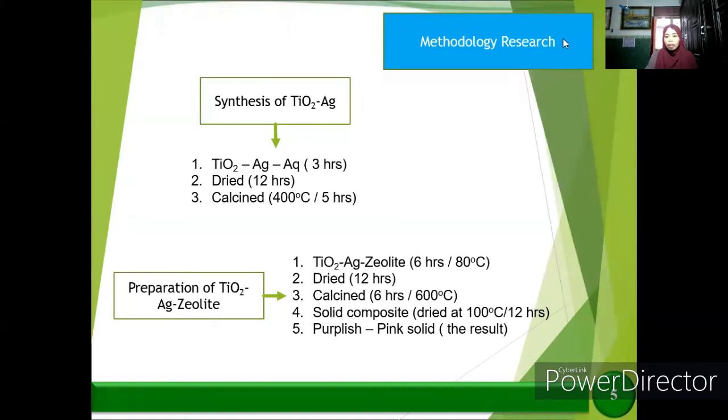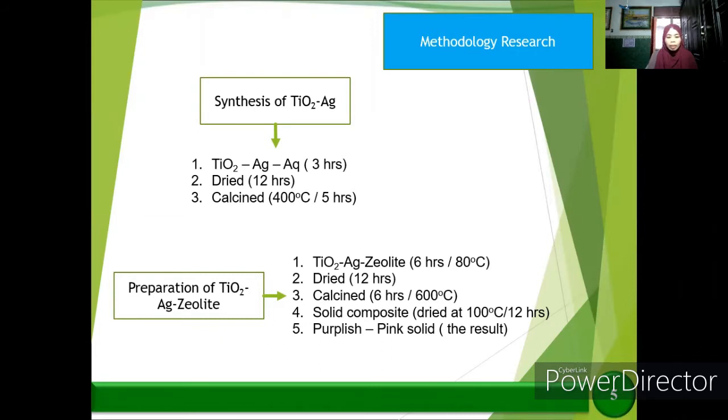The next is research methodology. The first work that we have done is synthesis of titanium dioxide and silver. The synthesis of TiO2 silver was carried out by reacting TiO2 and silver nitrate with aqueous solution. Then the mixture was stirred for 3 hours until homogeneous. The solution was washed several times and filtered. Next, the filtered solution was dried in an oven for 12 hours to remove the moisture content. The dry samples were then calcined in a furnace at a temperature of 400 degrees Celsius for 5 hours.